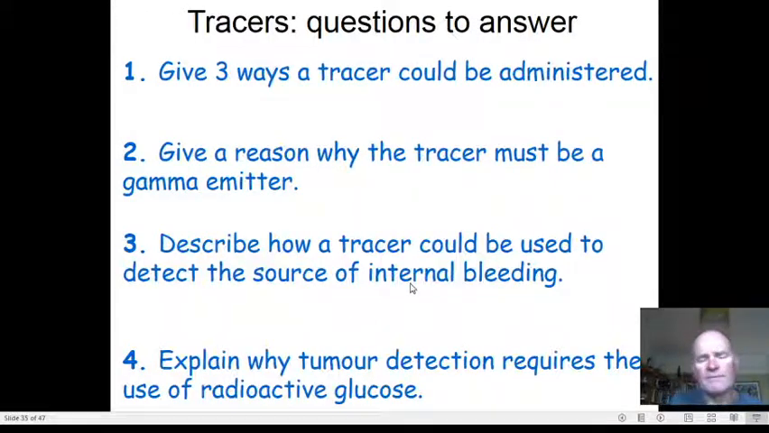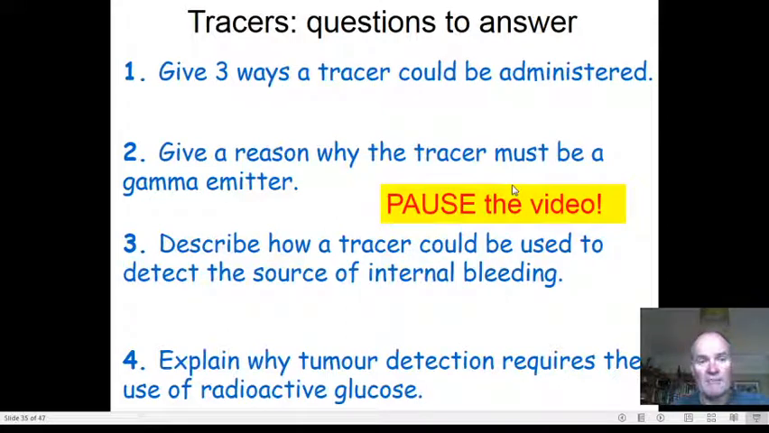Okay, questions to answer then, with a video pause, would be these. 3 ways a tracer could be administered. A reason why a tracer must be, or often is, a gamma emitter, thinking about these being inside the body. Describe how a tracer could be used to detect a source of internal bleeding. And explain why tumour detection requires the use of radioactive glucose. Okay, the first one we've discussed 2, but the third one hopefully you can get by just knowing things or thinking about how you get things into the body. Okay, so pause the video, jot down your answers to those questions, and come back when you've done that.